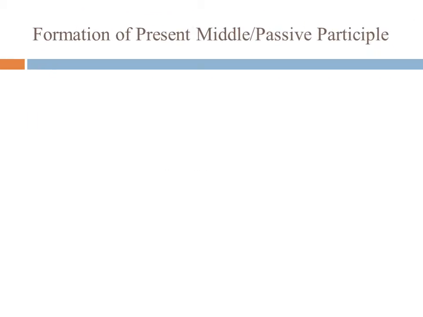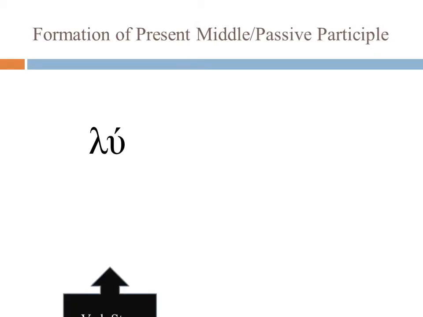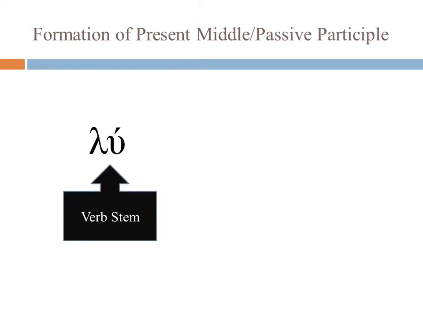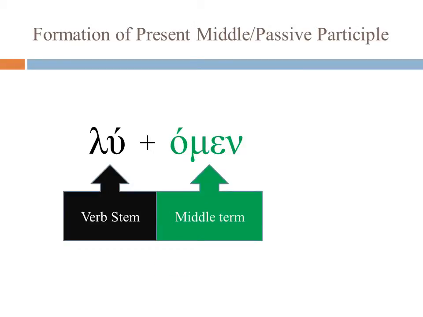So the formation of the present middle passive participle. We have the verb stem, of course, lu. And then we're going to add what I call the middle term. And this is just one you're going to remember.